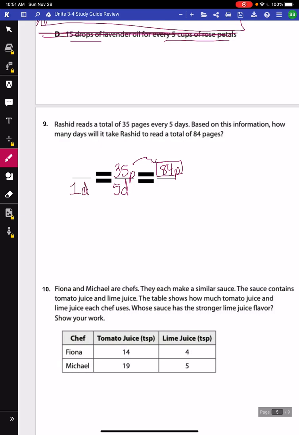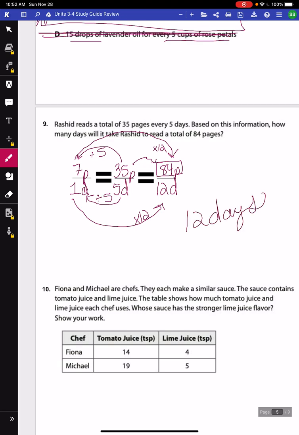in 1 day. So what do I do to 5 to get 1? Divide by 5. What do I do at the bottom? Got to do the top. 35 divided by 5 gives me 7. So he reads 7 pages in 1 day. So now what do I do to 7 to get 84? Multiply by 12. What do I do at the top? Got to do the bottom. So 1 times 12 gives me 12 days. So, how many days will it take him to read a total of 84 pages? 12 days.